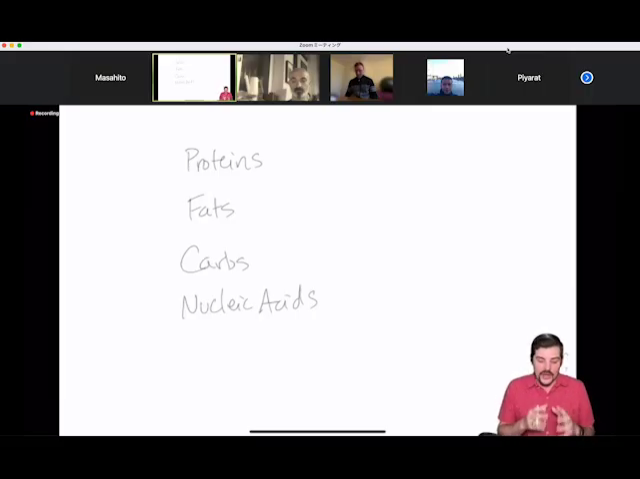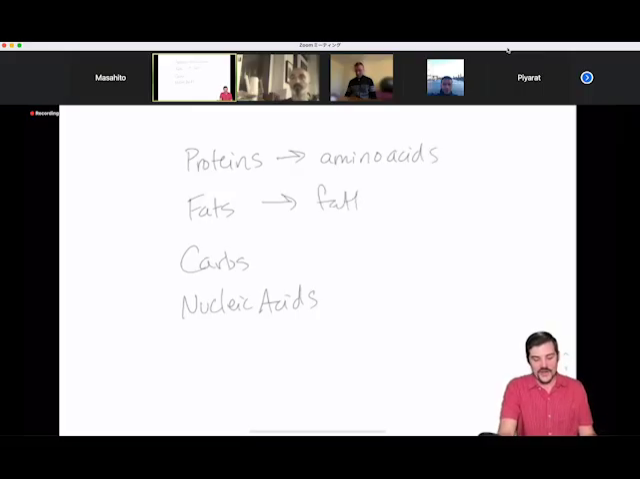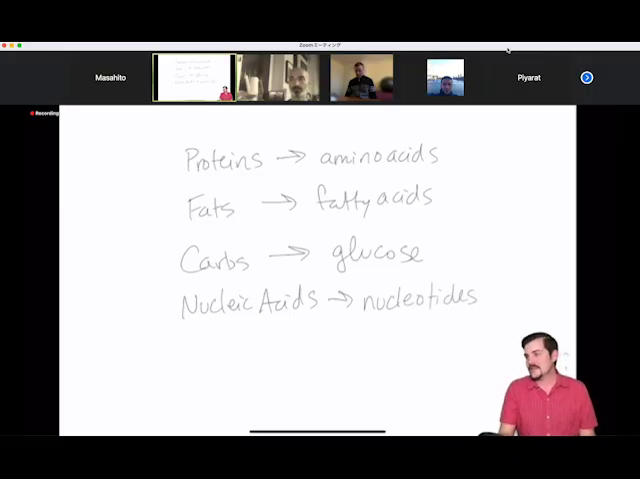These are larger compounds, and they are broken down. Proteins are broken down into amino acids. Fats are broken down into fatty acids. Carbs are broken down into glucose. Nucleic acids, just if you're curious, are broken down into nucleotides. Nucleic acids being more your RNA and DNA.